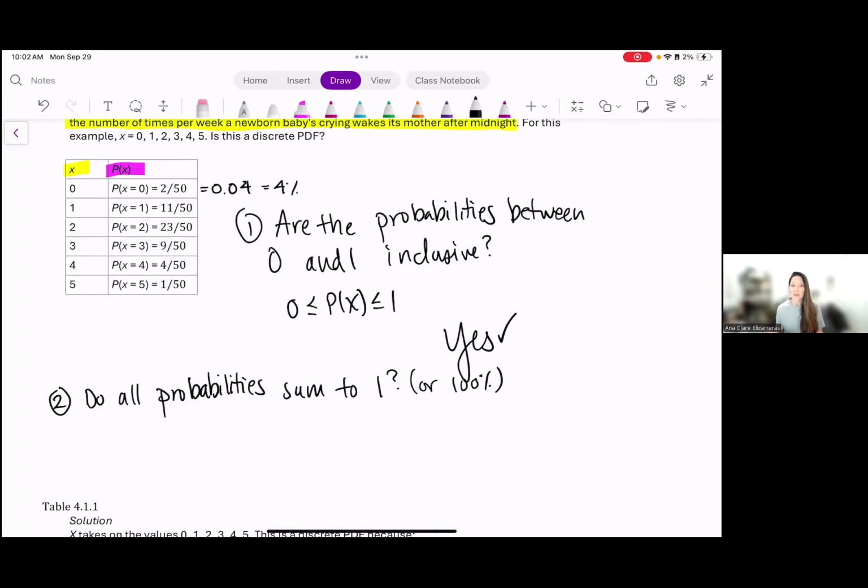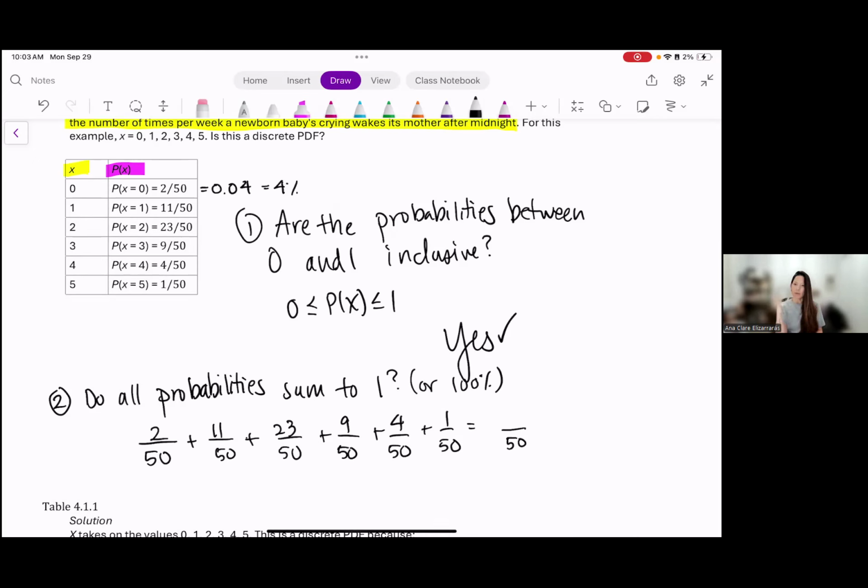We're going to add all of these fractions together: the probability of being woken up 0 times, being woken up 1 time, being woken up 2 times, 3 times, 4 times, and being woken up 5 times. Now, the great thing about this is all of the probabilities are out of 50, which means we have a common denominator. We can keep that denominator, and then we can add the numerators.